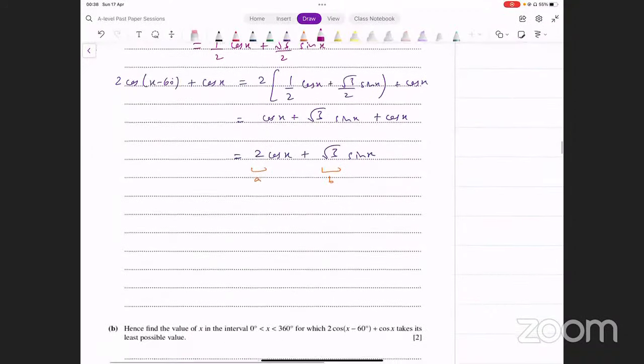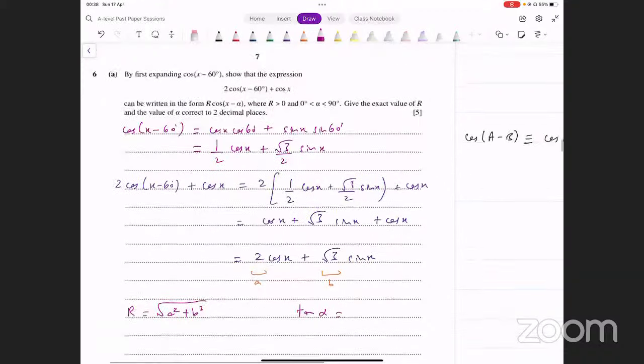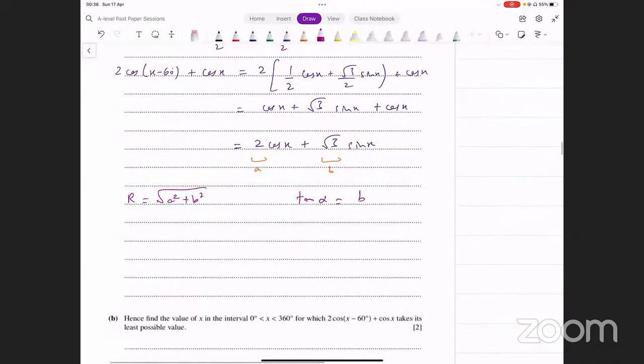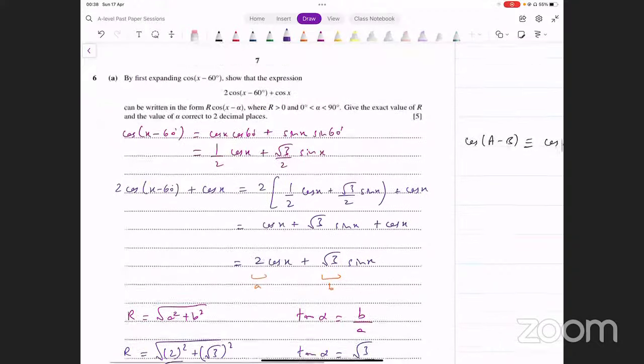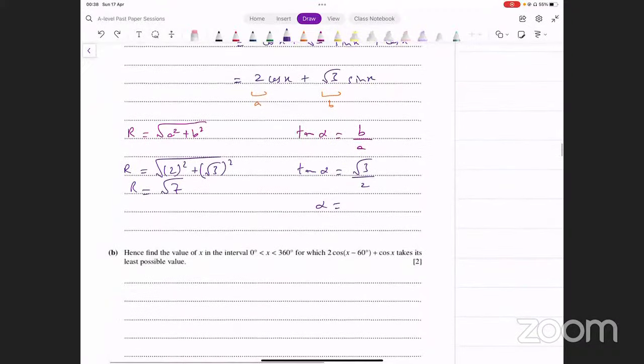ठीक है, and then we'll use the formulas. We'll say r equals square root of a square plus b square, and tan alpha equals b over a, and that's going to give us something. R equals square root of 2 squared plus square root of 3 whole squared, that is 4 plus 3, and that is square root of 7. R equals square root of 7. And what about tan alpha? Tan alpha equals square root of 3 over 2. Alpha की value यहाँ पे देख लें, आपको degrees में करना है. You can see what that turns out to be. Tan inverse of square root of 3 over 2.